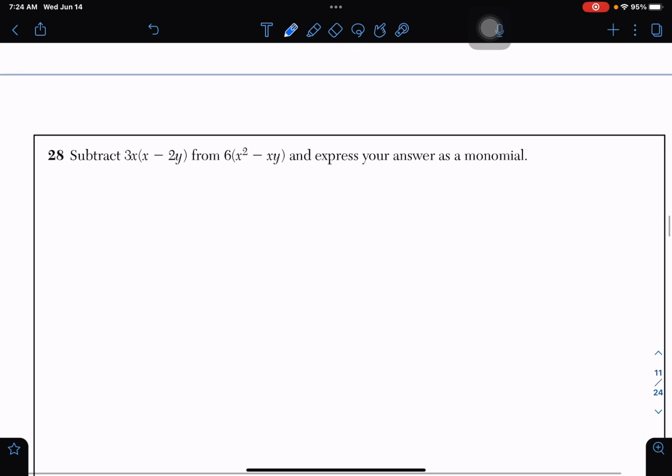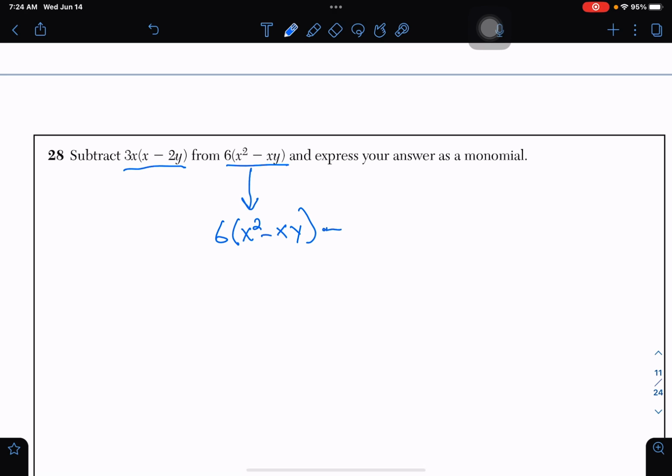Number 28. Subtract this expression from this expression. Okay, so first thing let's do is this expression is going to go first in our equation. So 6 times x squared minus xy, right? Because we're going to subtract 3x times x minus 2y from this. So this is minus 3x times x minus 2y. Okay, so that's how you write it.